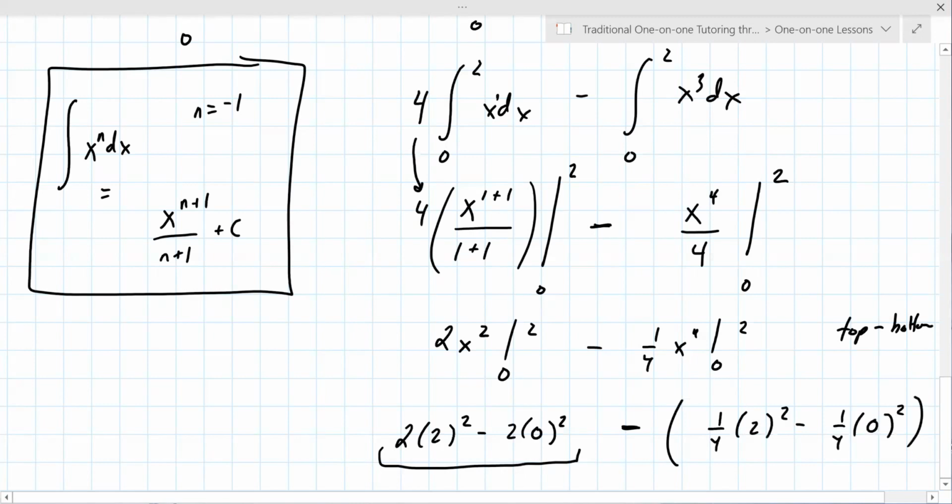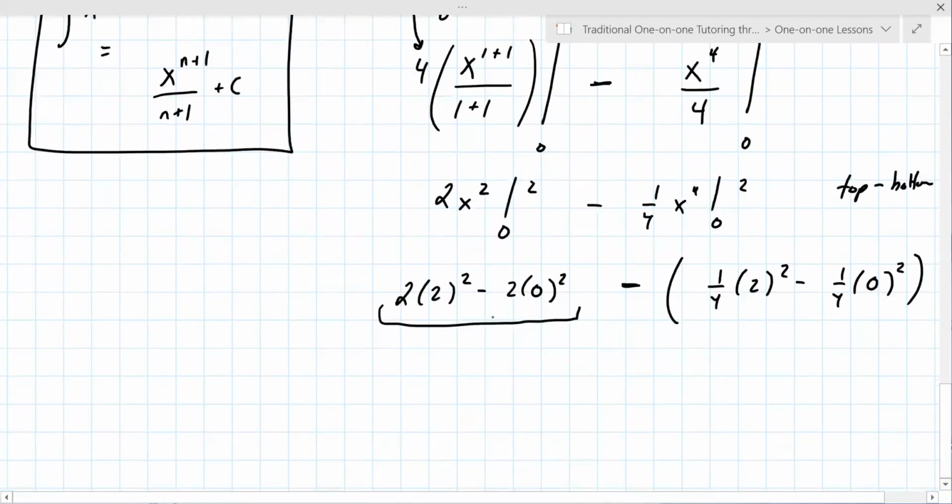Oftentimes when you're putting 0 in, you just get 0. So those go away. So that's 8. And then this is minus 1, because this is 0 plus 0 because we distribute the negative in. So it ends up just being 7.